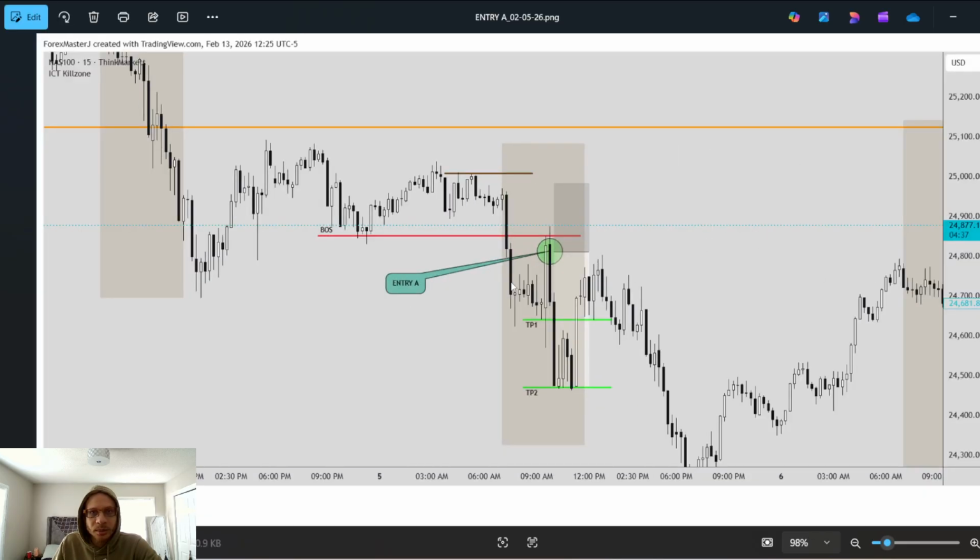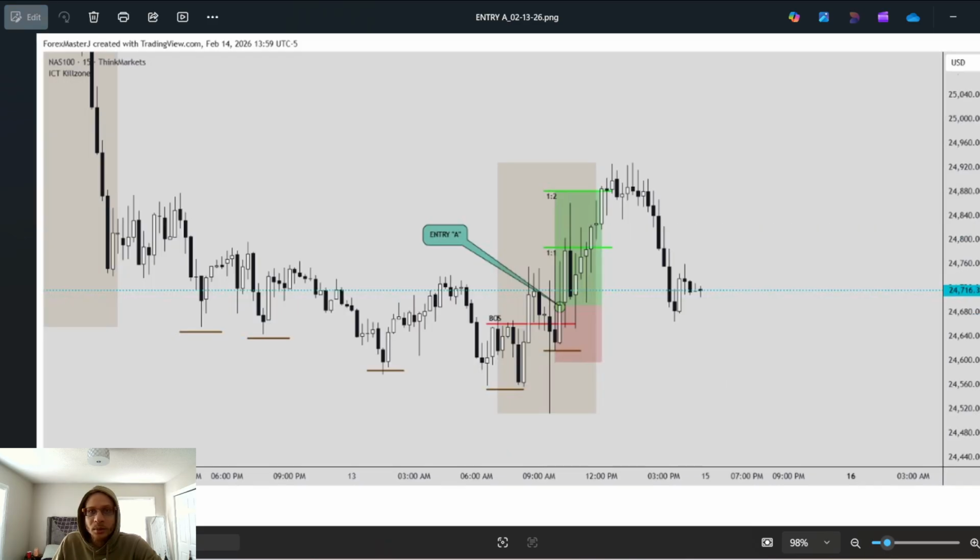Another A entry. Indication here, correction. Price made a lower high here, then a lower low. We actually took this trade and waited for price to come back. As soon as price started coming back down, because we already had a lower high form, we were comfortable taking that sell. We hit a ratio of 2 on that one.